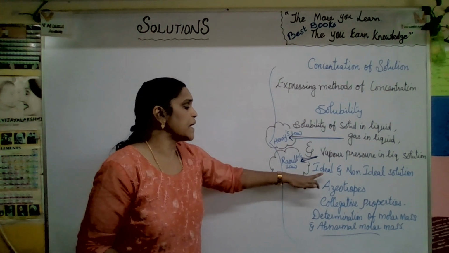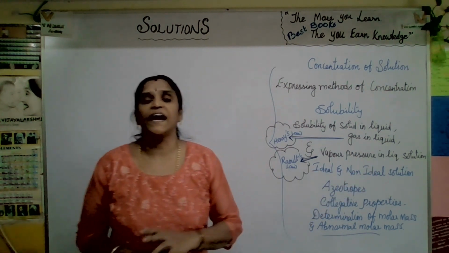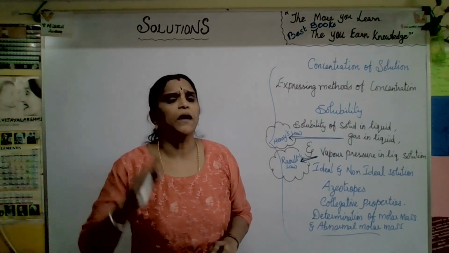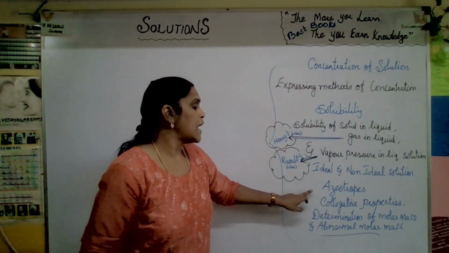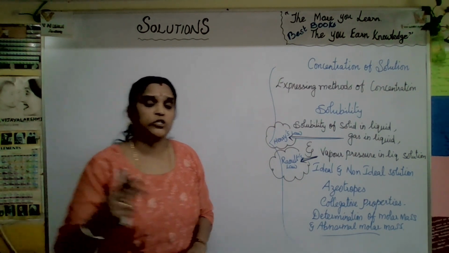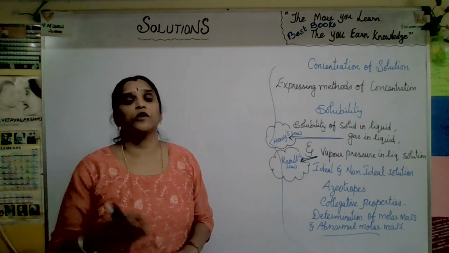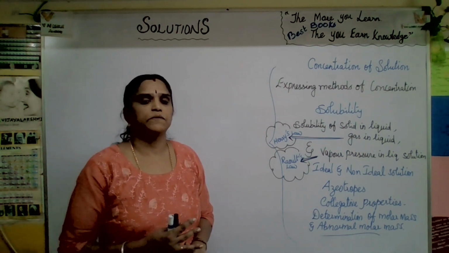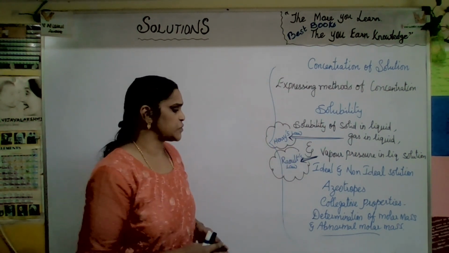The next one, ideal and non-ideal solutions. Definitely a 3 mark question you can expect from here. And azeotropes, that is a 2 mark question. What do you mean by azeotropes? Find out the azeotropic mixture. Such kinds of questions you can expect.